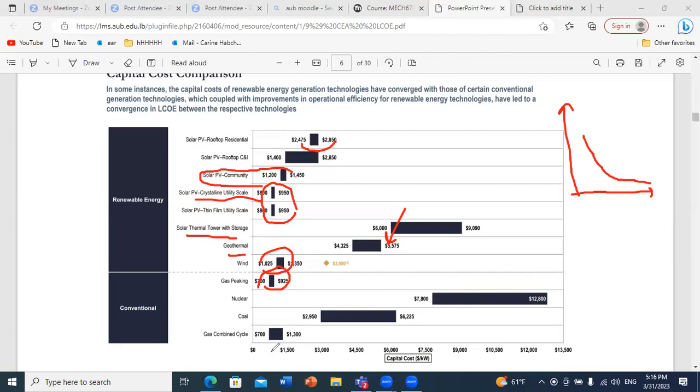So in conventional techniques, the most used ones are gas peaking and gas combined cycle. Of course, also we have fossil fuels. It's not illustrated here, but it is one of the widely used methods.